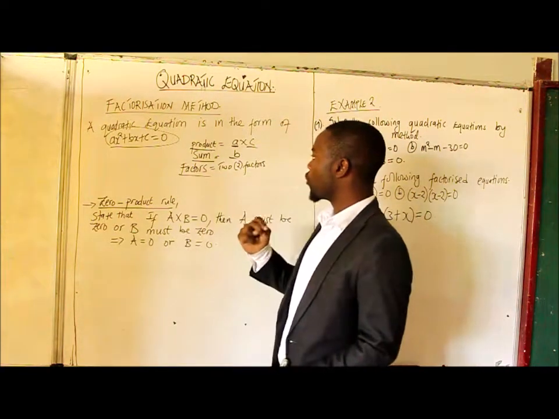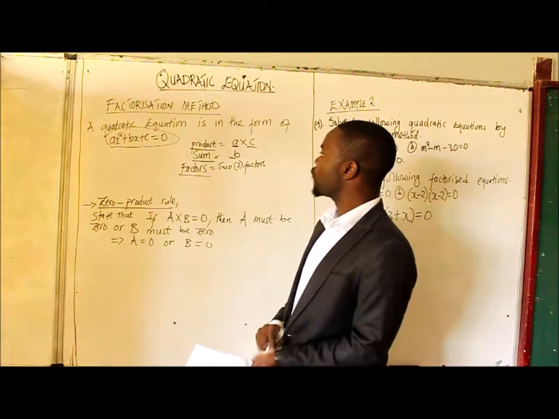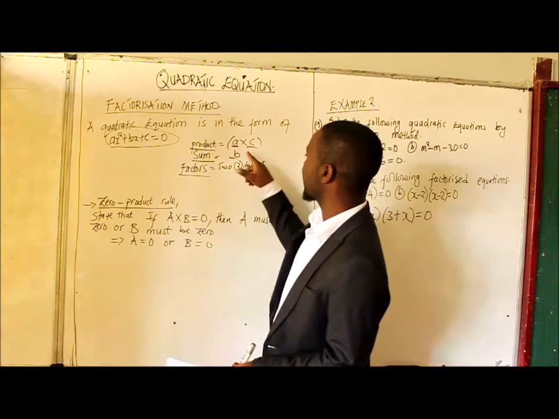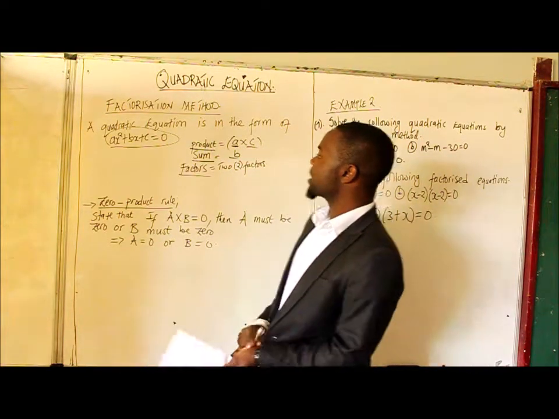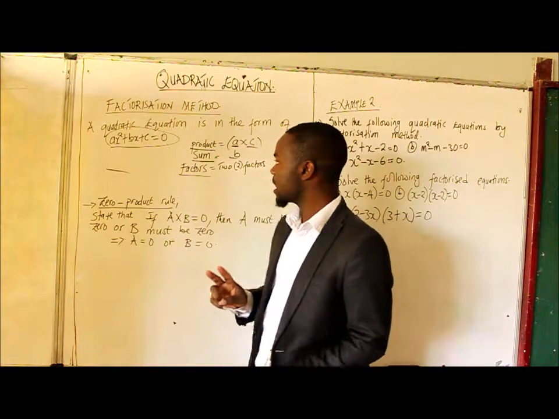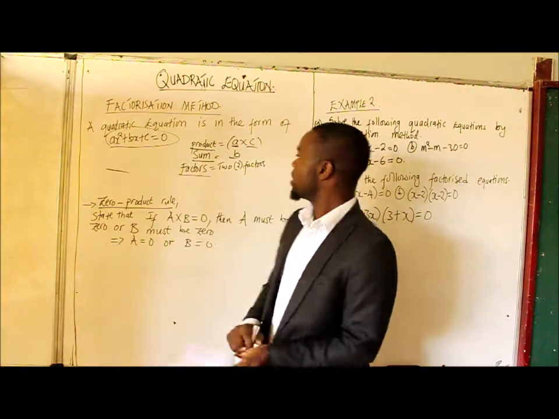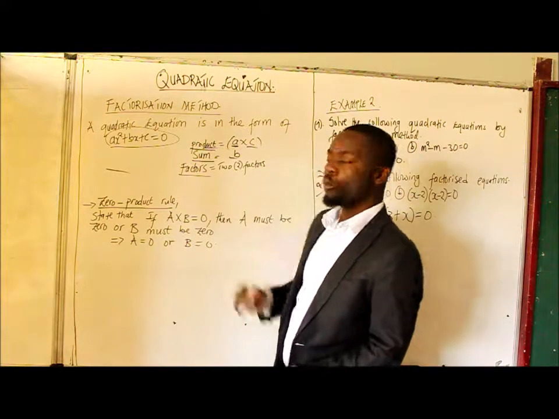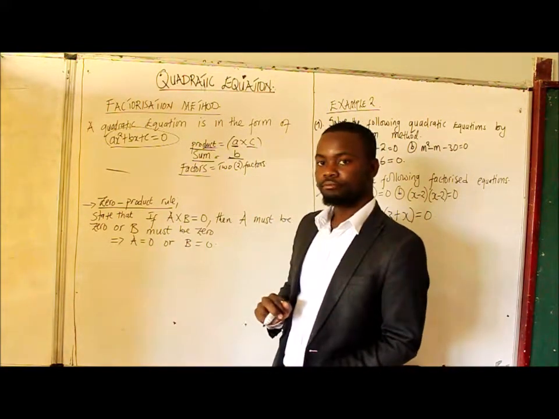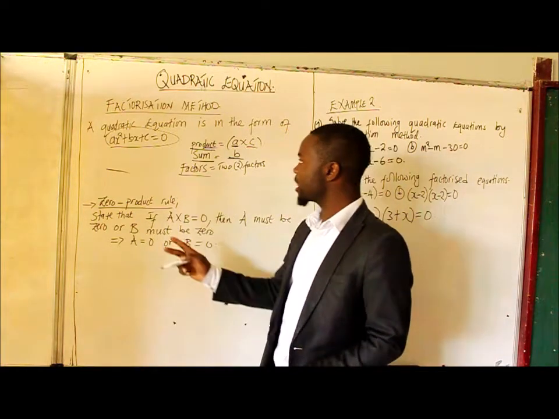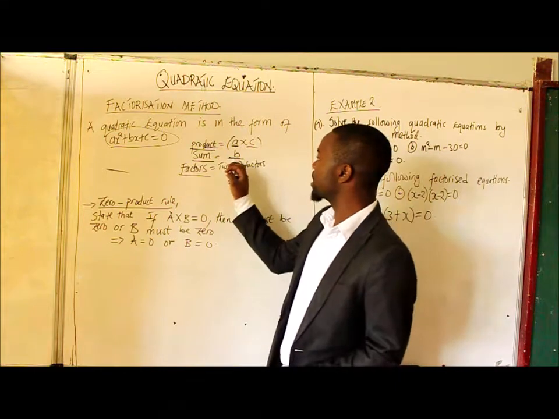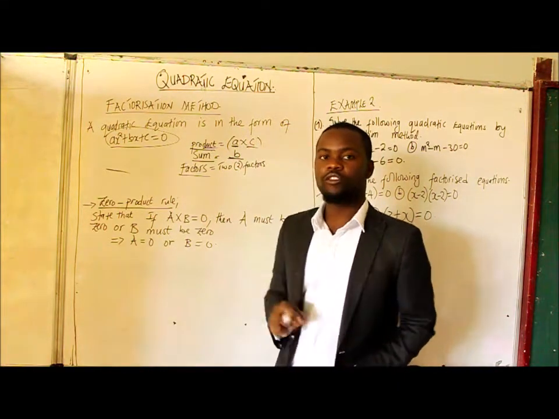In terms of factors, you must look for two factors. To do that, you must first look for the factors of the product. Among the factors of the product, choose two such that when you multiply them, they give you your product, and when you add or subtract them, they give you the sum. Those are the two factors.